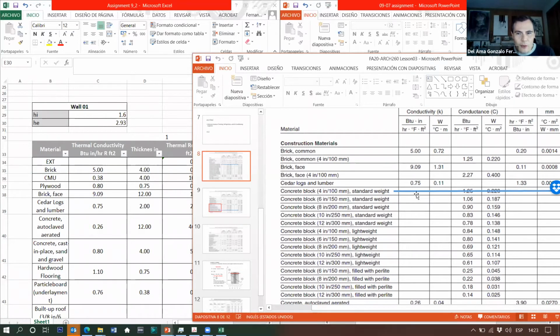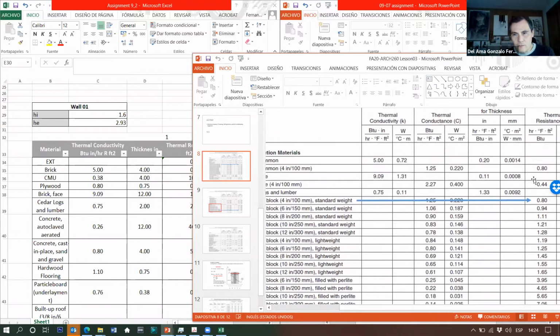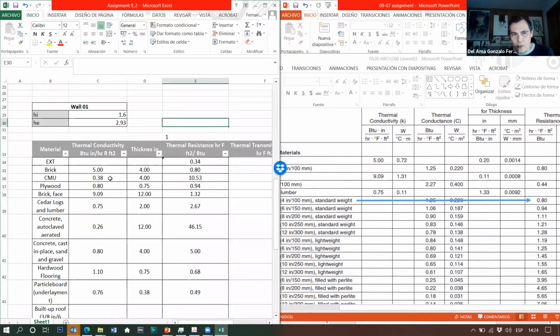And what happens? We don't have a thermal conductivity here. So if we don't have a thermal conductivity, we have to go all the way, because here we have the thermal resistance. And the thermal resistance of a 4-inch concrete block is 0.8. Okay, so here we don't have thermal conductivity, so we can delete this. And here we can type directly 0.8. It's the same as the brick, but it doesn't have to be the same.